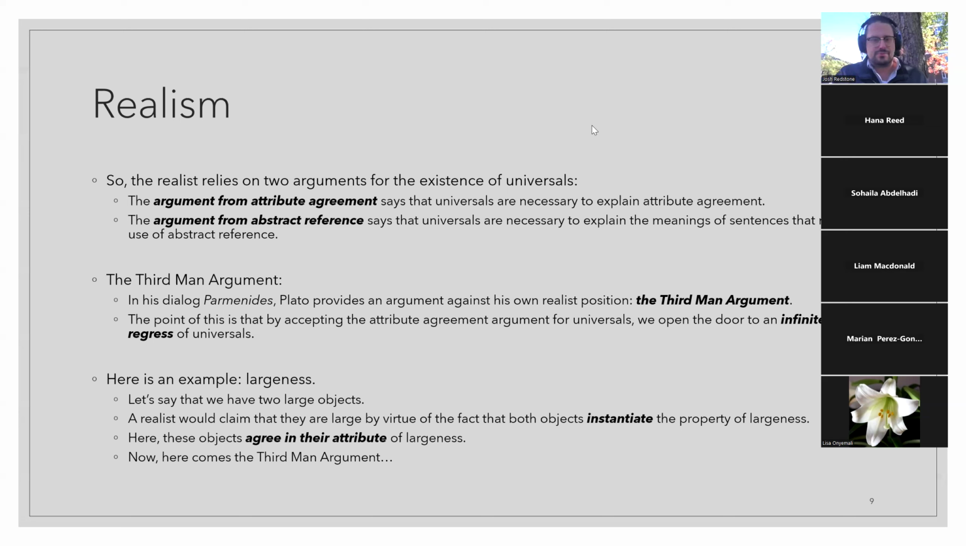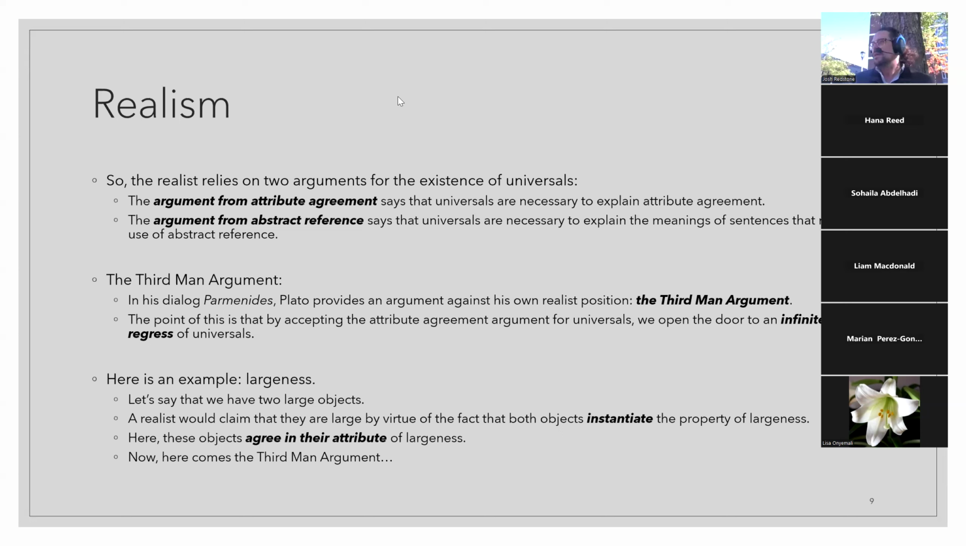If we go to this second point here, in the Parmenides, we have the character Socrates talking with Parmenides, the philosopher. This is a young version of the character Socrates talking to a pre-Socratic philosopher named Parmenides. That's where we get Plato giving us a counter argument against his own position. That's the third man argument. What this argument is meant to show is that by accepting the argument from attribute agreement for the existence of universals, we open the door to an infinite regress.